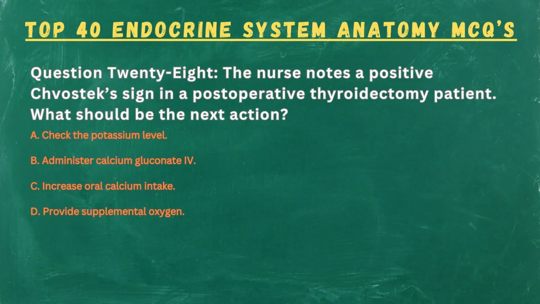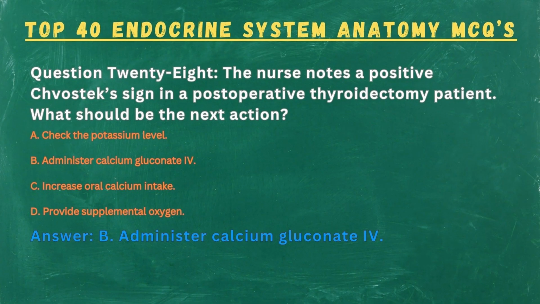Question 28. The nurse notes a positive Chvostek sign in a postoperative thyroidectomy patient. What should be the next action? A. Check the potassium level. B. Administer calcium gluconate. C. Increase oral calcium intake. D. Provide supplemental oxygen. Answer: B. Administer calcium gluconate.